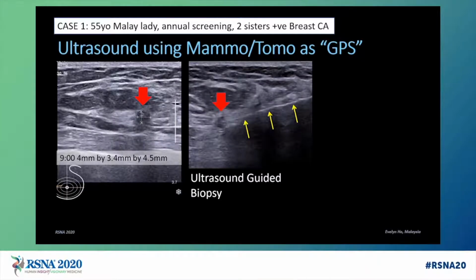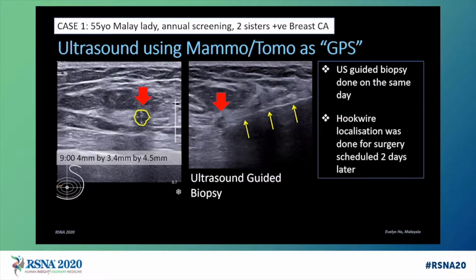We use ultrasound to guide biopsy wherever possible, as it is faster, more comfortable, and cheaper than mammogram-guided biopsy. Using the tomo image slice numbers and distance from the nipple as our coordinates, we were able to locate the just nearly 5 mm lesion. Ultrasound-guided biopsy was done, proved to be a cancer, and hook wire localization for surgery was done 2 days later.